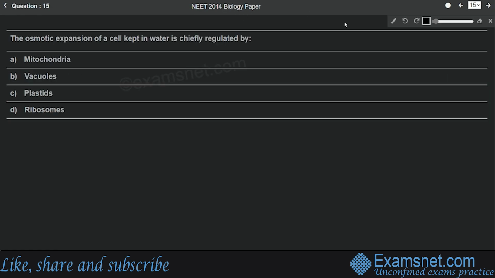Question number 15 is from the chapter Cell, and the question is, the osmotic expansion of a cell kept in water is chiefly regulated by. Options are mitochondria, vacuoles, plastids and ribosomes. So the correct answer will be option number B, that is vacuoles. Vacuoles, as we know, are the membrane bound space found in the cytoplasm, and when the cell is kept in water, then this vacuole is responsible for the osmotic expansion of the cell.